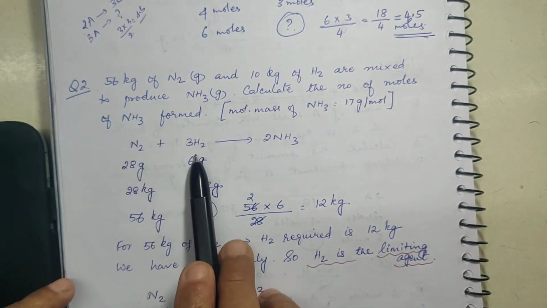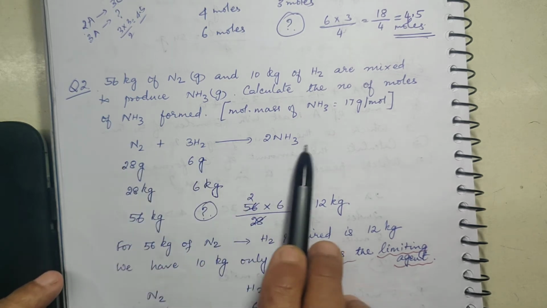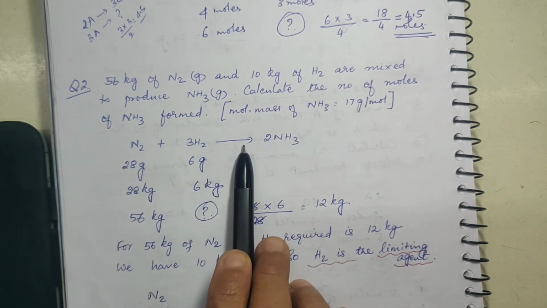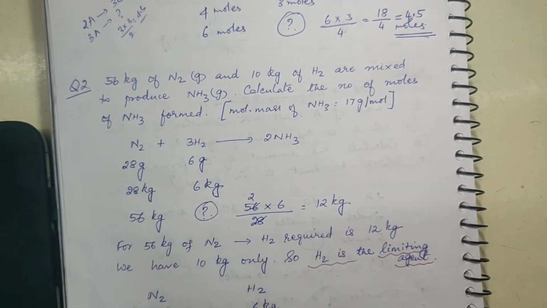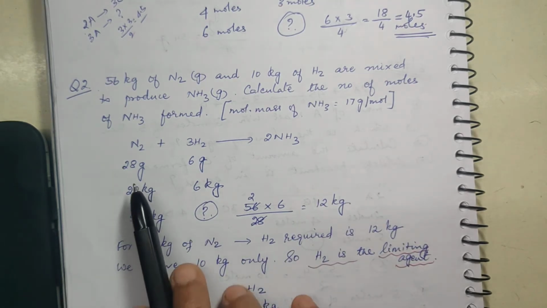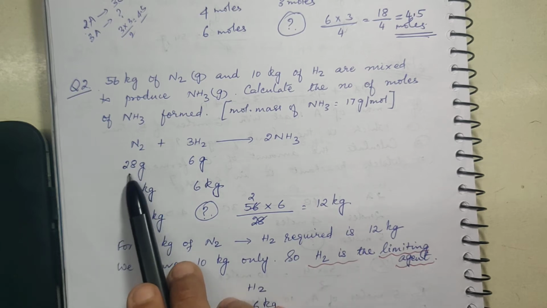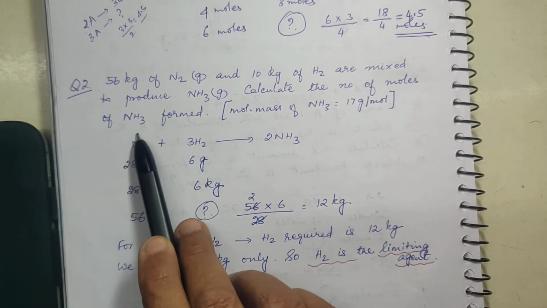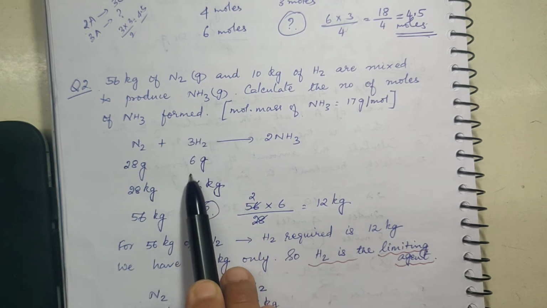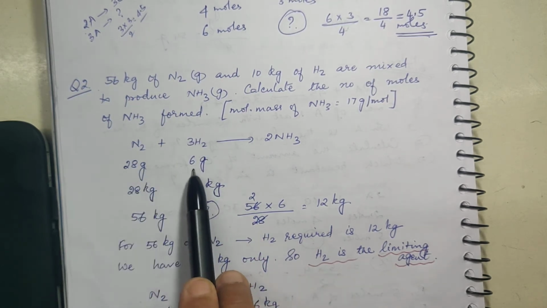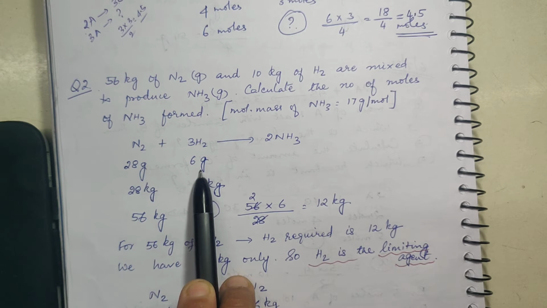Now N2 + 3H2 gives 2NH3. This you need to know. This balanced equation you should know to write. Only then you can find out which is the limiting agent, which is the reactant which is present in excess. All that you will be able to derive. Now molecular mass of N2 is 28 and that of hydrogen is 2, so 2 into 3 is 6. So 28 gram requires 6 gram of hydrogen.